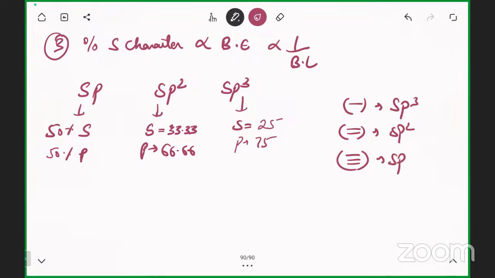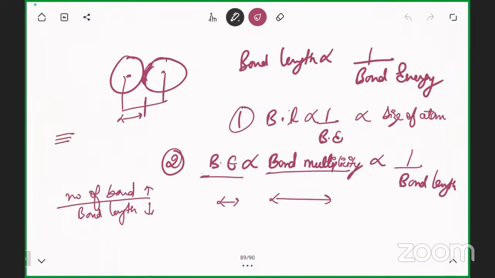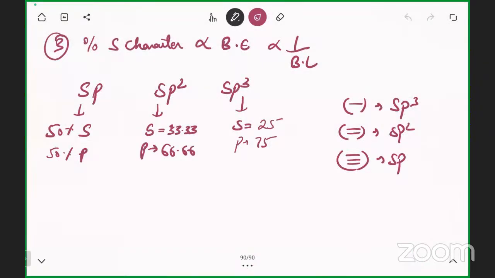Earlier I told you that if there is bond multiplication, it means double or triple bond, the bond energy will be more. Same in this case: triple bond has sp hybridization, and the s character is 50%. So if s character increases, the bond energy will increase, and obviously I told you, when the bond multiplies, the bond length will decrease.